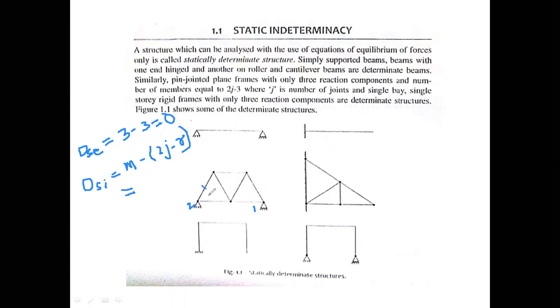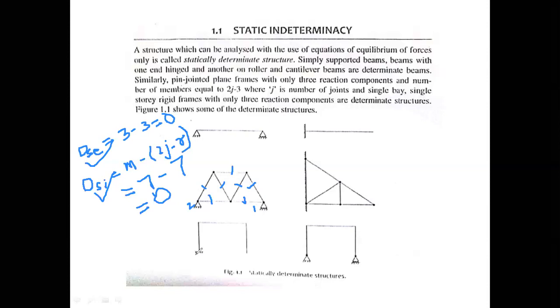Number of members: 1, 2, 3, 4, 5, 6, 7, minus 2j, which will be 1, 2, 3, 4, 5, that is 10, minus r. What is r? r is 3, so that gives 7. So this is 0. So this structure is both externally and internally determinate. Basically, we can conclude that this structure is a determinate structure. Similarly, this structure is also a determinate structure.